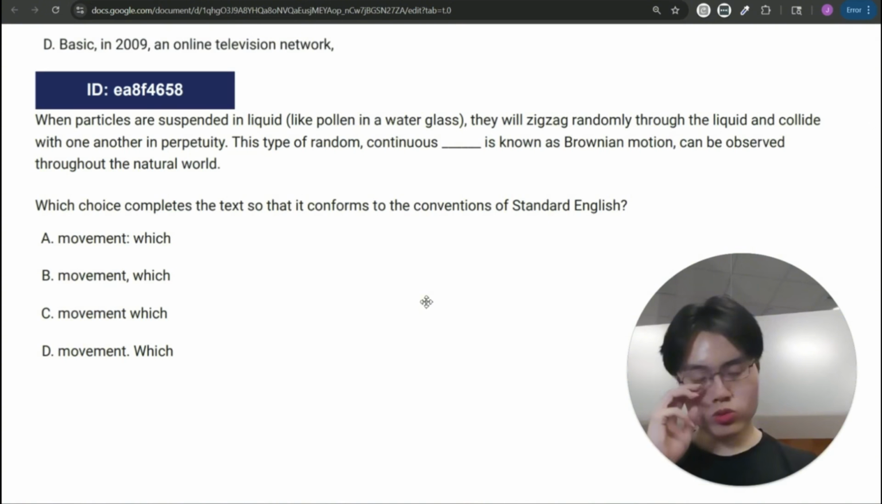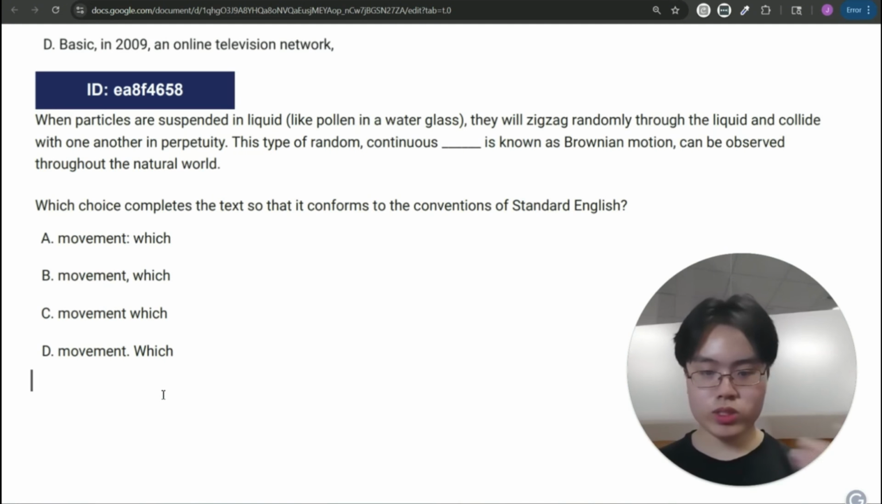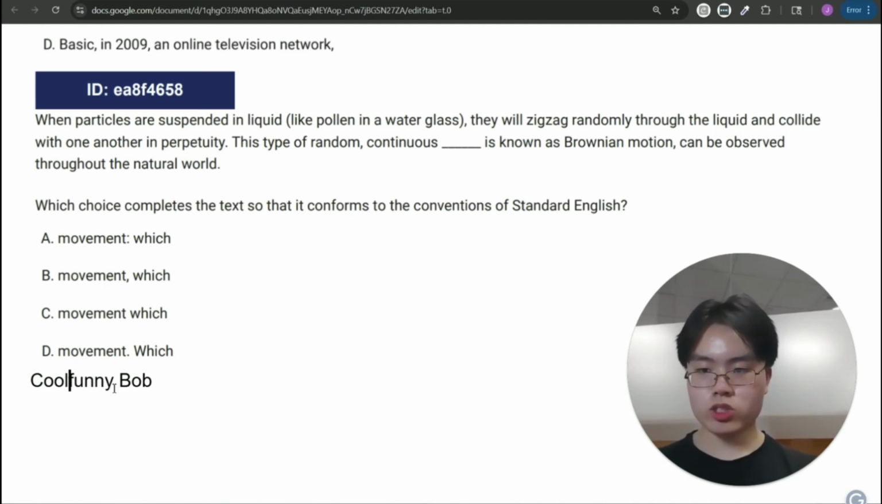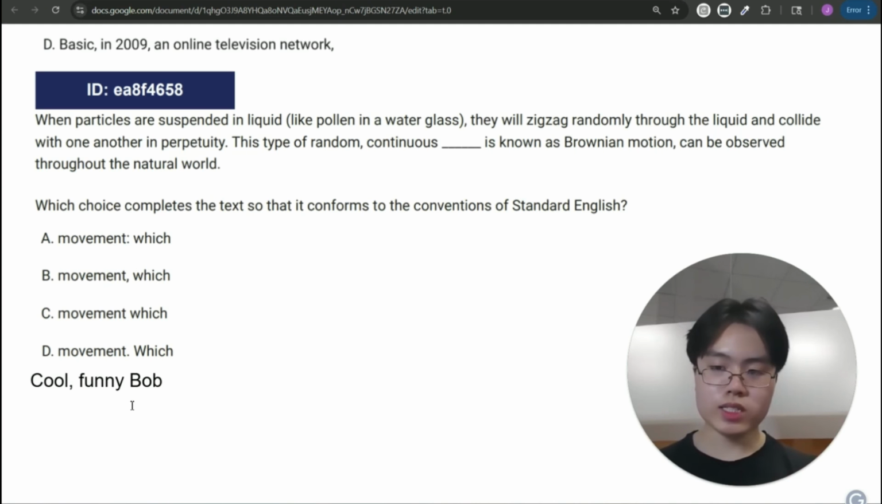Let's say I want to describe somebody, and I want to say that they're cool and funny. Okay, I'm going to say Bob. Bob, cool and funny Bob. Okay, this is one way to say it. There's another way you can say it. Instead of putting an and here, you just put a comma here. So this is perfectly fine too. Again, you won't ever see this tested in the answer choices, but you might see it in the passage, so don't get confused if you do see it.